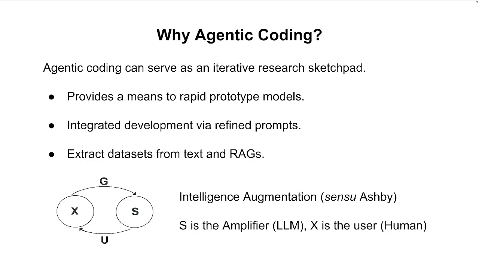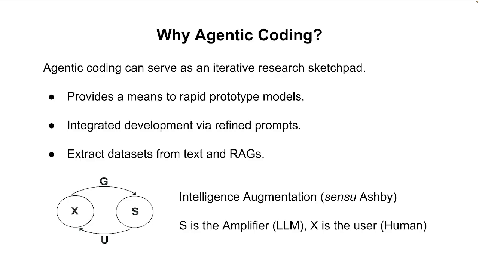And so what agentic coding really is, it's intelligence augmentation sensu Ashby. W.R. Ashby proposed this model back in the 1950s. And he made the argument that if you work together with machines, if you do it in the right way, you can really create this sort of superhuman ability.